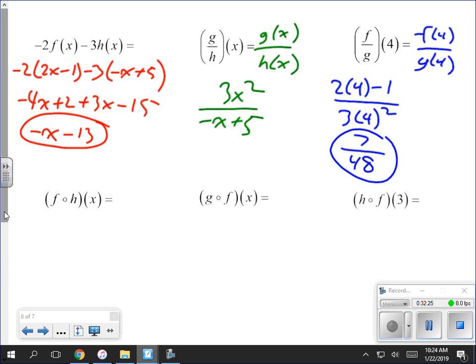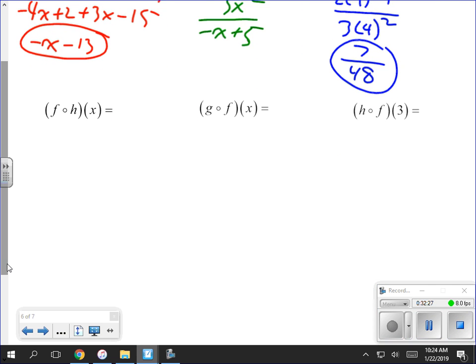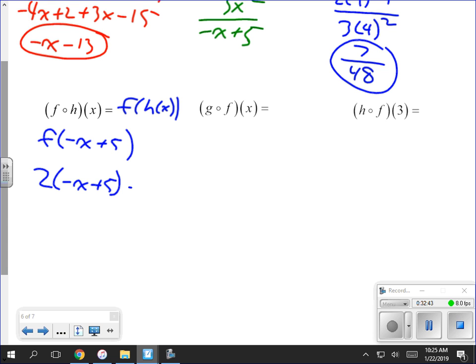And then we get to our compositions. f composed with h of x is f of h of x. So that means it's f of negative x plus 5, which means it's 2 times (negative x plus 5) minus 1. Distribute the 2 and combine like terms. Negative 2x plus 9.